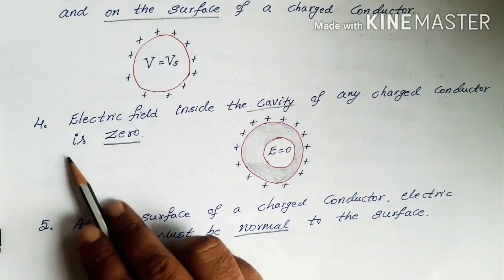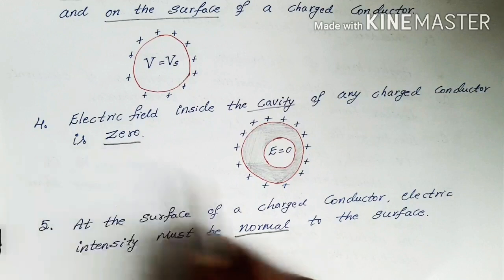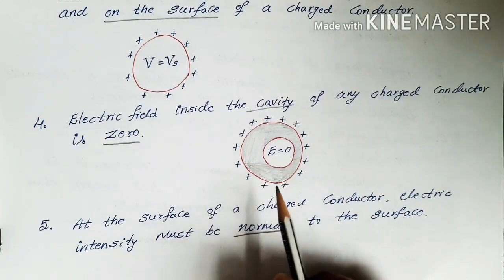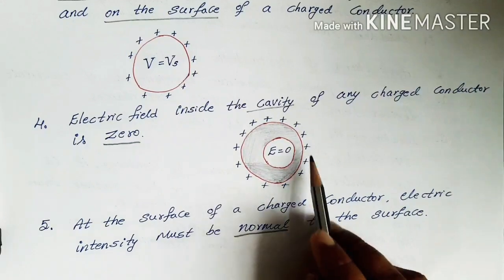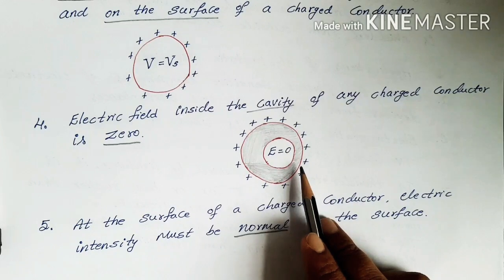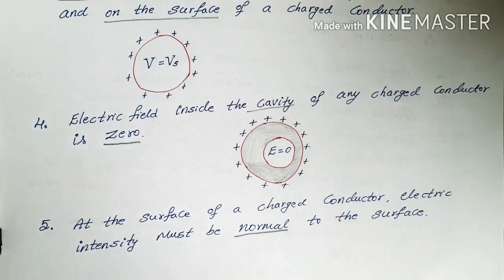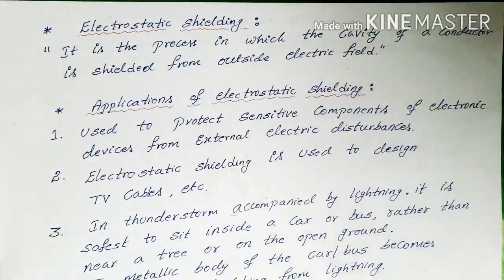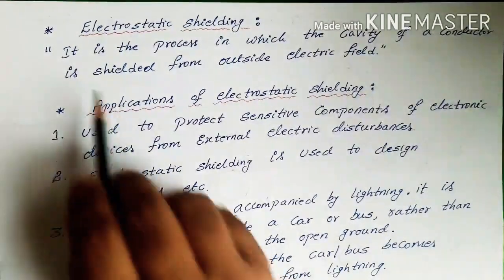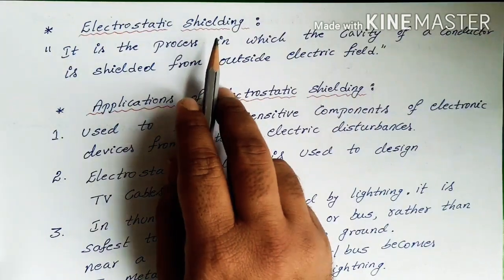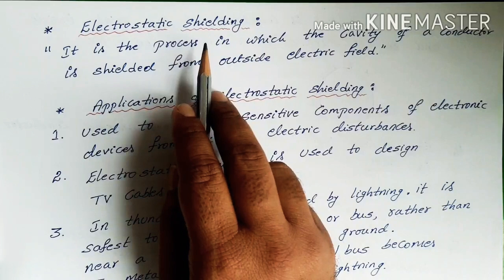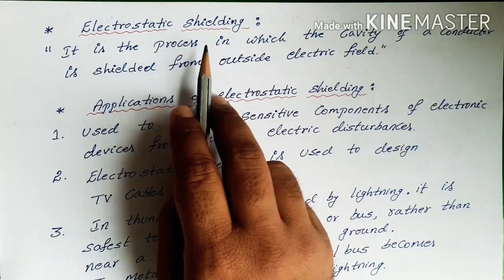Observe the fourth case once again. Based on this, we are going to define electrostatic shielding. By using this concept, this phenomenon, we can define electrostatic shielding. Observe an interesting concept, electrostatic shielding. Shielding means something used to protect, right? Something we use to protect from external forces.